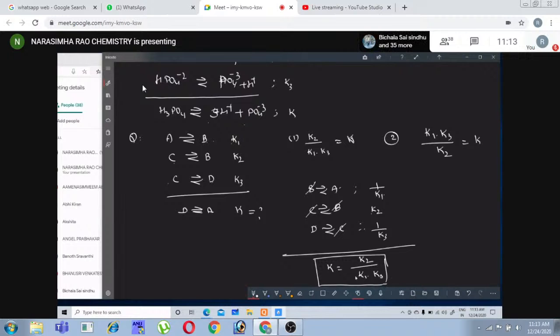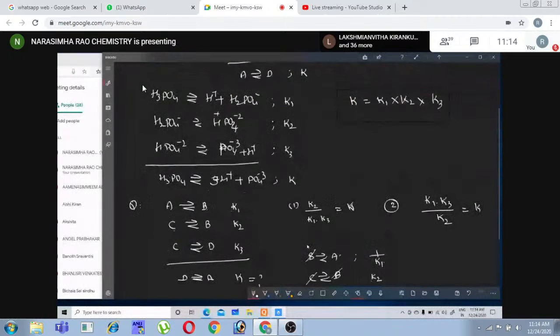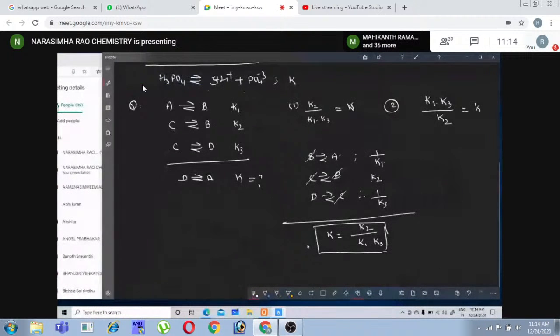Children, is it clear now? Yes, sir. So another model critical question I am giving, children. One more model I am giving. Solve it. Copied now? Yes, sir. Right.